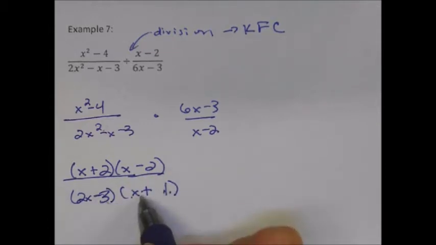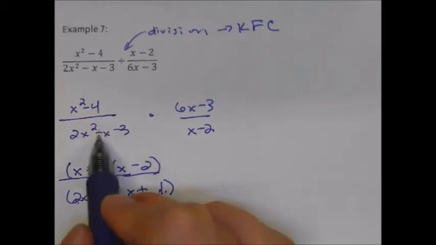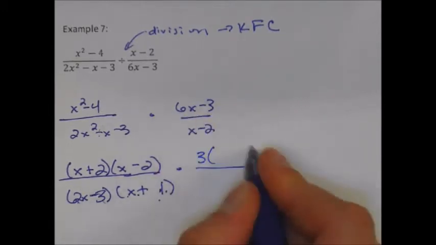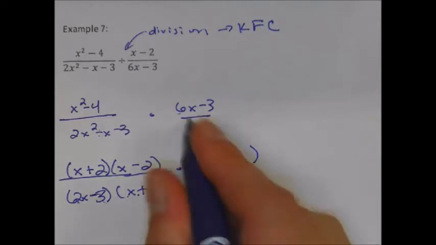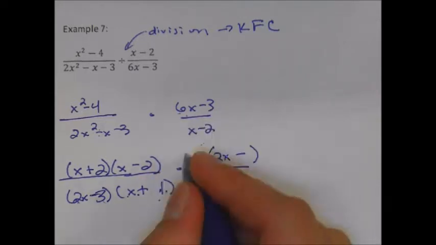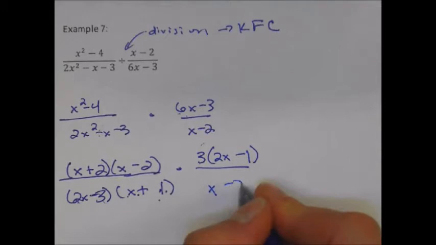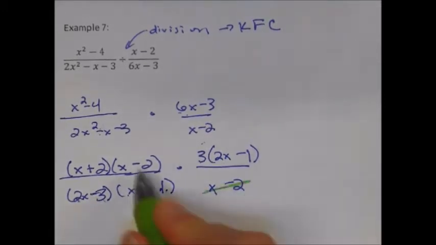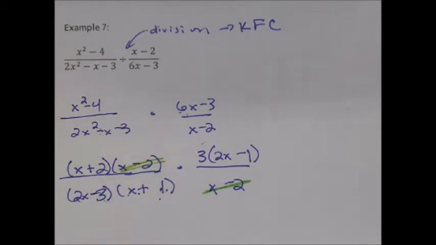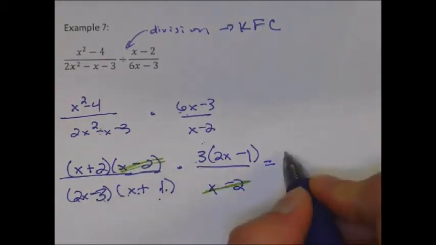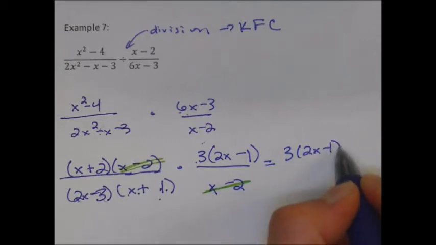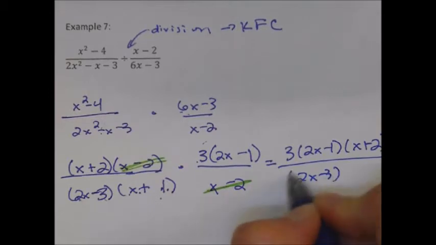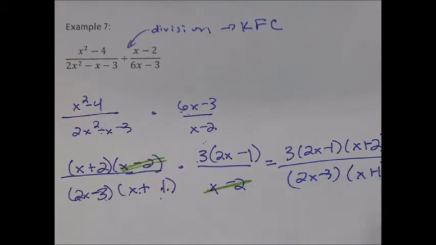If I put a 3 here and a 1 here, this will give me minus 3x plus 2x. That gives me minus x. Times, here I have a GCF of 3. 6 divided by 2, so that's a 2x minus 1. And then I have an x minus 2. What crosses out? The x minus 2 and the x minus 2. Nothing else. So I'm left with 3, 2x minus 1, x plus 2, over 2x minus 3 times x plus 1.